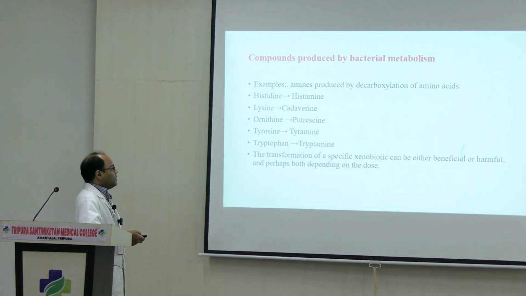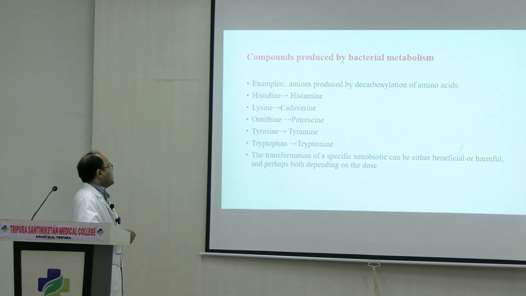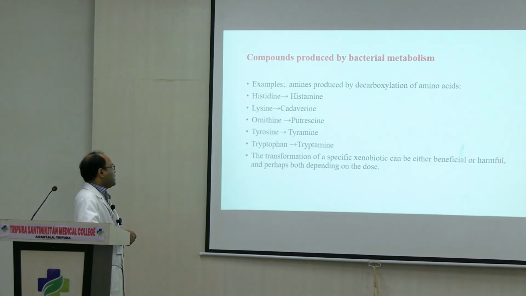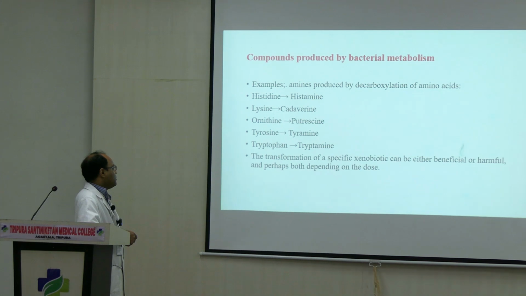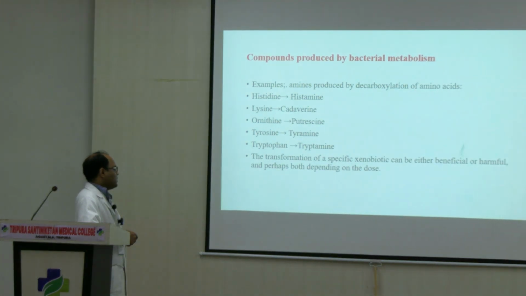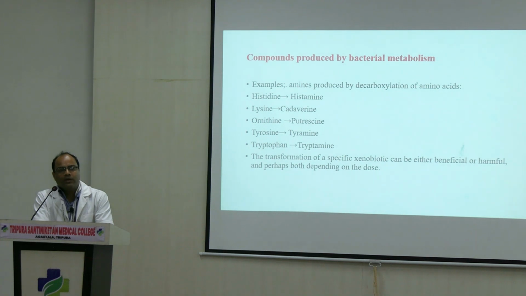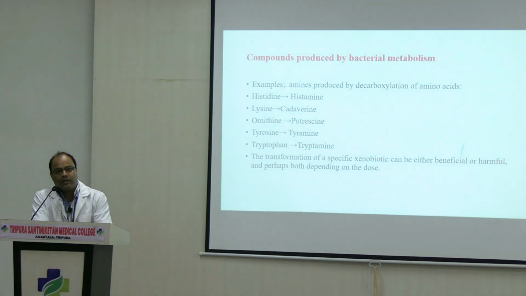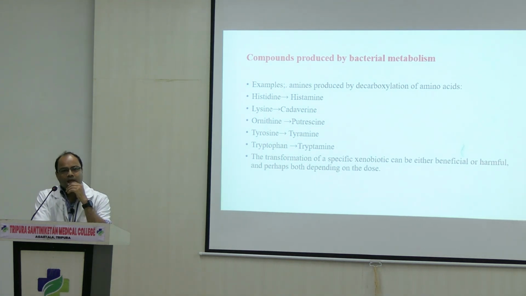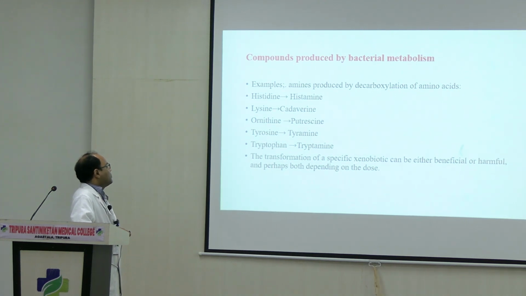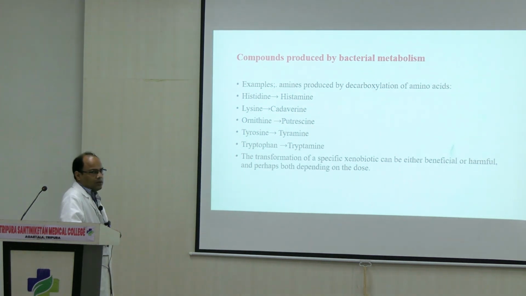So, compounds produced by bacterial metabolism. Some examples are amines produced by decarboxylation of amino acids: histidine to histamine, lysine to cadaverine, ornithine to putrescine, tyrosine to tyramine, tryptophan to tryptamine. The transformation of a specific xenobiotic can be either beneficial or harmful, and perhaps both depending on the dose. As I told, xenobiotics after biotransformation may become more toxic, or they may even detoxify. These are some compounds of bacterial metabolism. Just remember two or three at least. You may be asked in the bio exam.